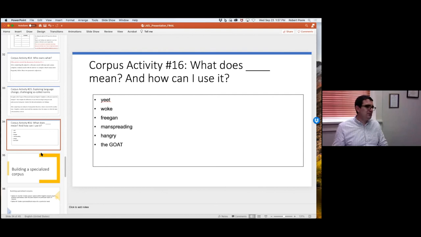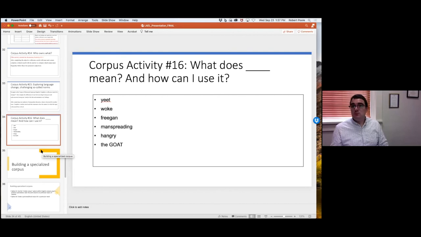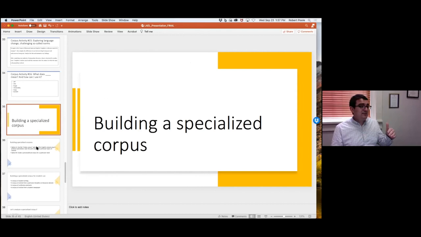Okay, so we have 20 or so minutes left. I'm going to push through the last sections and then try to leave the final 10 minutes for some dialogue and some questions and answers. We've already seen how to build a specialized corpus within iWeb, within COCA. Such tremendous power to do so.